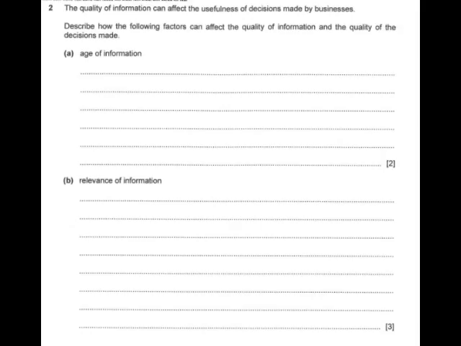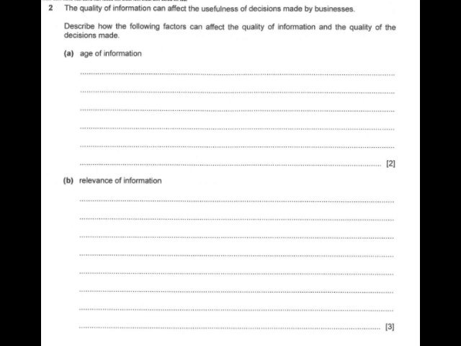Question 2. The quality of information can affect the usefulness of decisions made by businesses. Describe how the following factors can affect the quality of information and the quality of the decisions made. The age of information refers to how current or up-to-date the data is. If the information is outdated, it may not reflect the present situation, leading to decisions that are based on obsolete or inaccurate assumptions. For example, in a business setting, relying on last year's sales data to predict current market trends might result in incorrect inventory levels or missed opportunities.